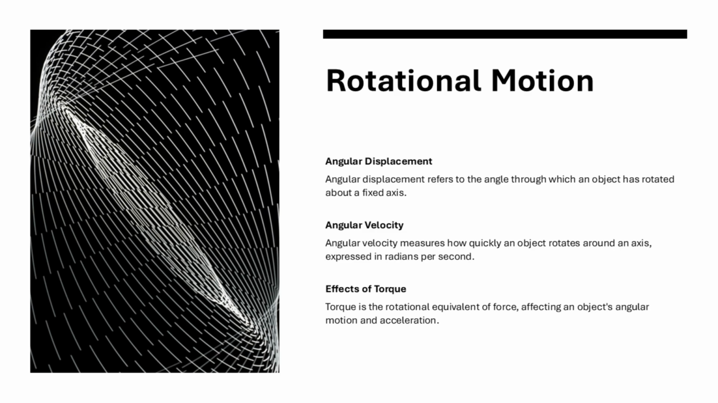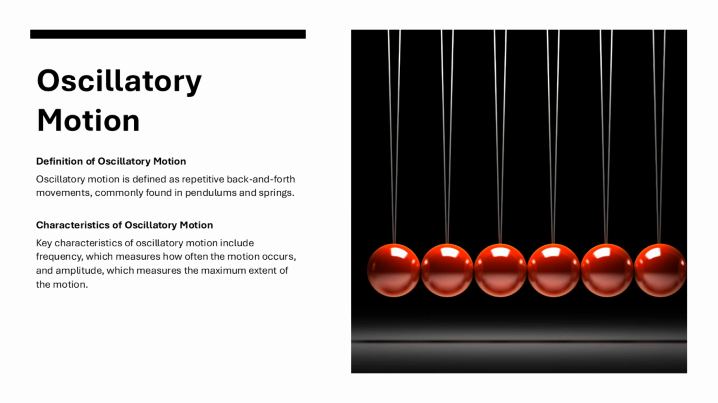Rotational motion involves objects that rotate around an axis. Key aspects include angular displacement, angular velocity, and the effects of torque on rotating bodies. Oscillatory motion involves repetitive back and forth movements, such as those seen in pendulums and springs. It is characterized by its frequency and amplitude. Forces play a critical role in influencing the motion of objects.